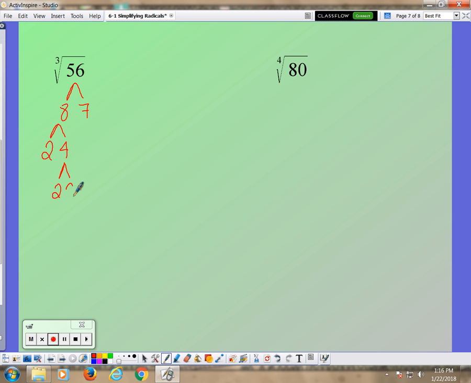Now, as you do these problems, many of you will get very quick to recognize who are perfect cubes or perfect fourths or perfect squares, because you're going to do them enough times that life becomes a little faster and a little easier.